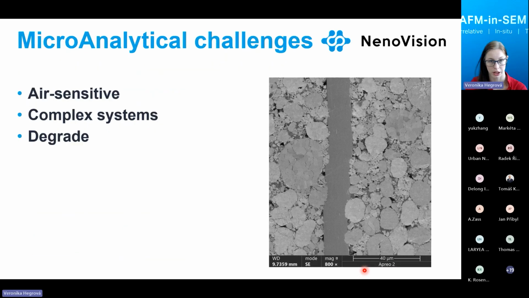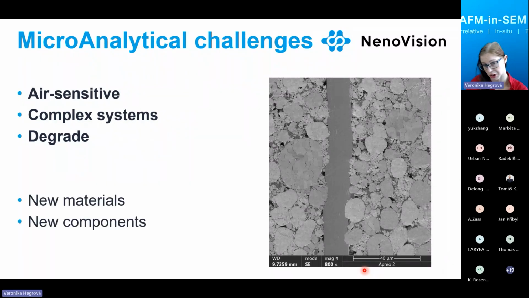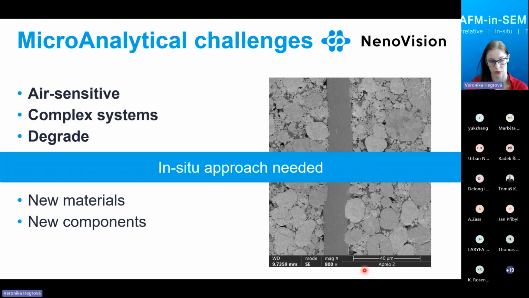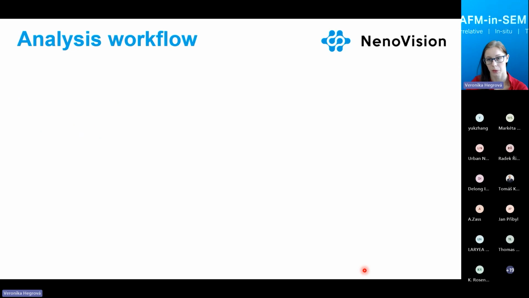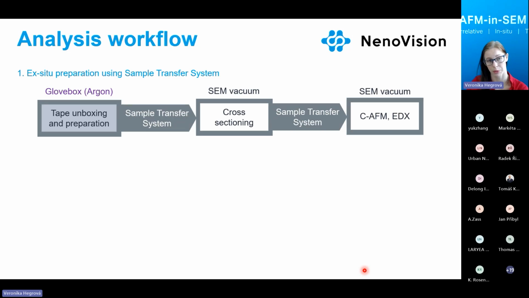And so the challenges in these samples are that they are air sensitive, they are quite complex, and they degrade very easily, either on air or by cycling. New materials and new components are measured, and for understanding these, the in-situ approach is needed. There are actually two ways to measure such samples. First of all, ex-situ preparation using a sample transfer system.